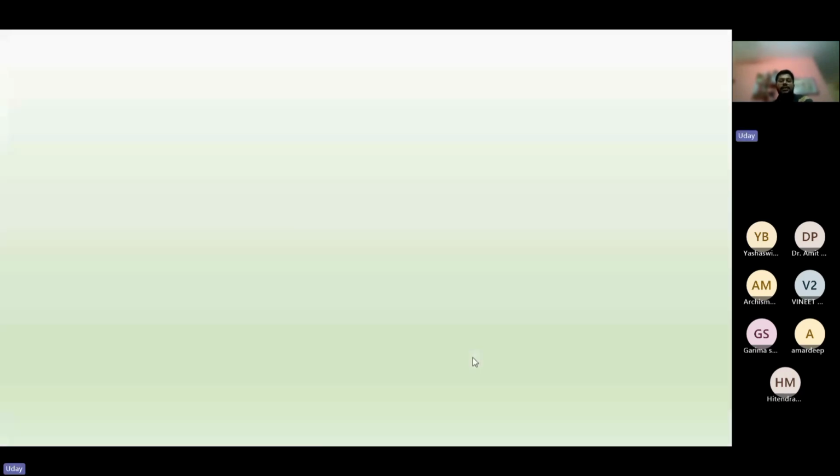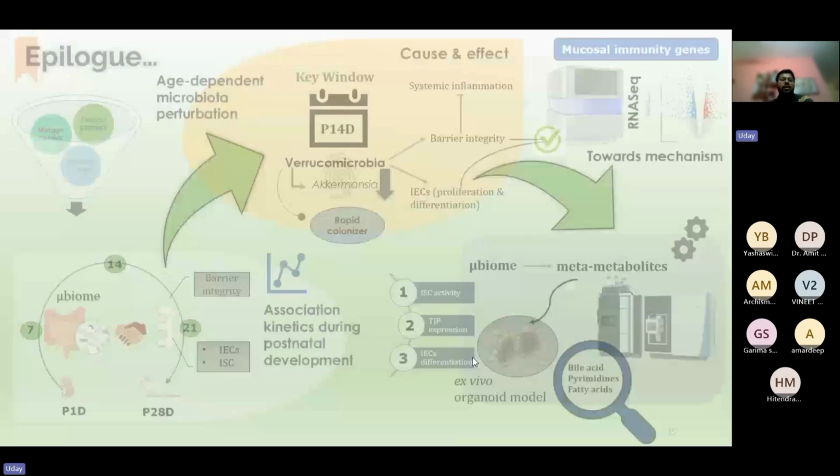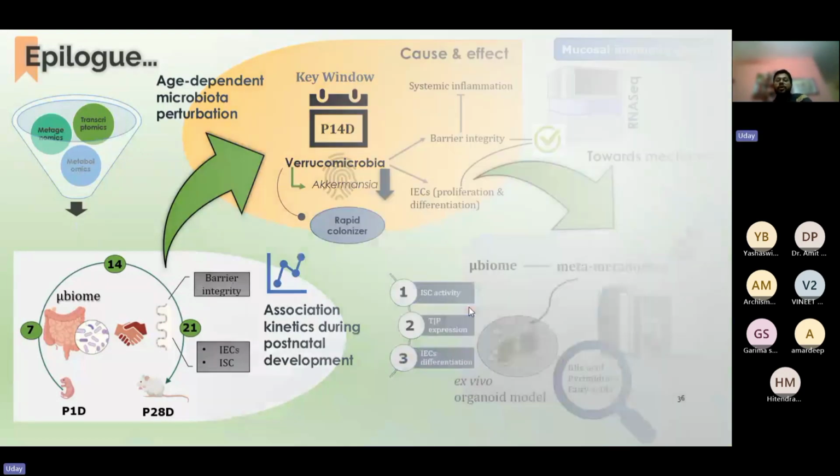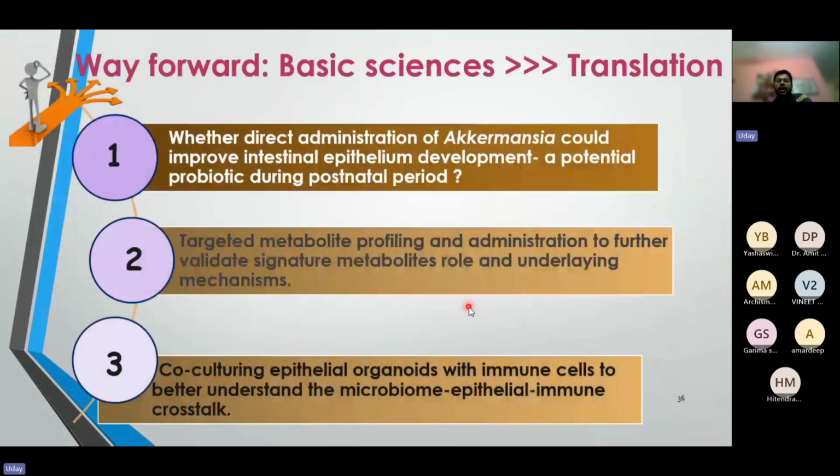From here, you can say that I used a multi-omic study comprising metagenomic, transcriptomic, and metabolomic analyses to find the role of this microbiome. We found that postnatal day 14 is the important time point for microbiome development, and that the Verrucomicrobia are the key player. Also, these microbial metabolites have a role in organoid development and proliferation. Whether this study has some translational role or not, you could say this is a basic study, but no, there is a translational future.